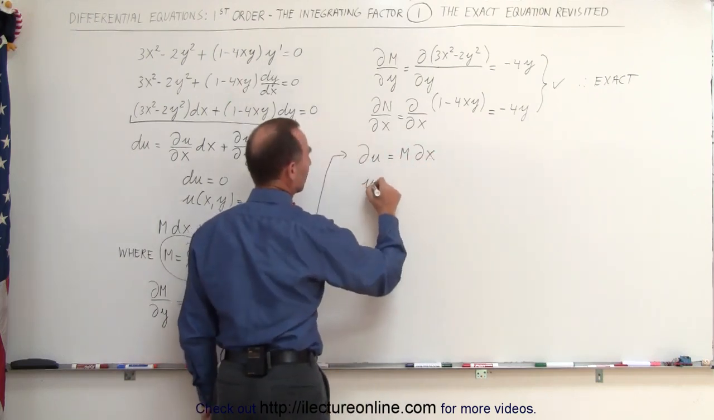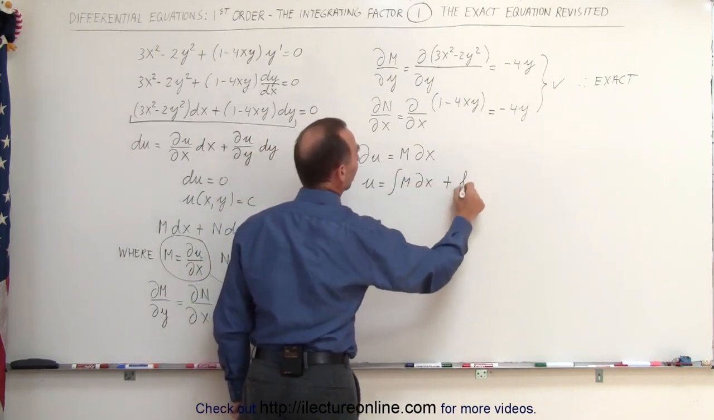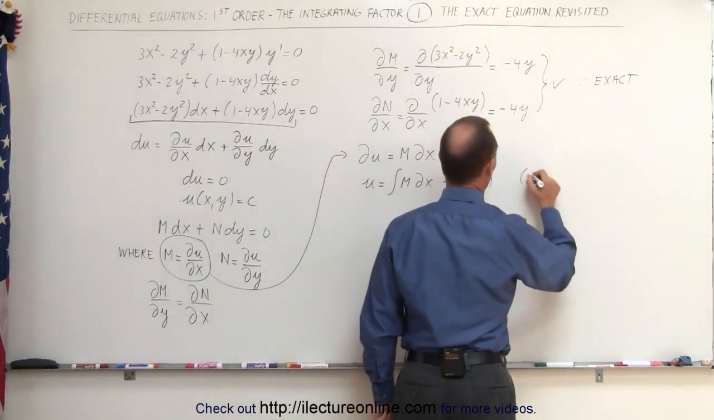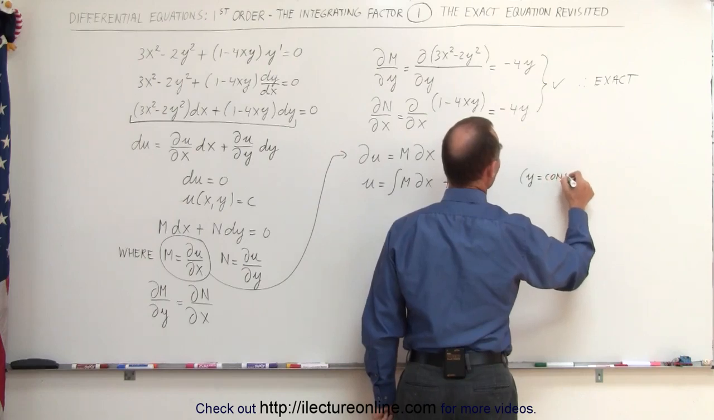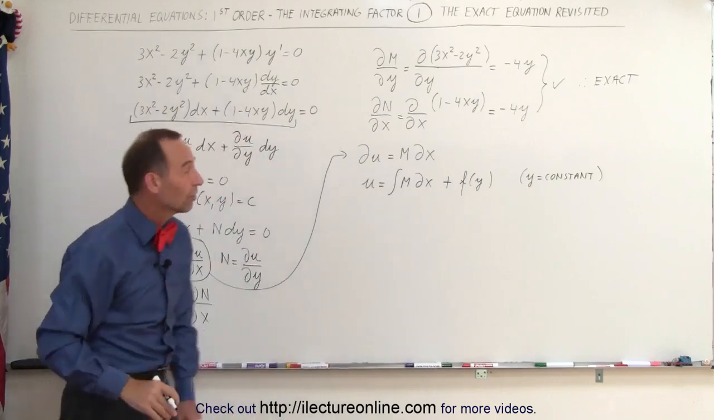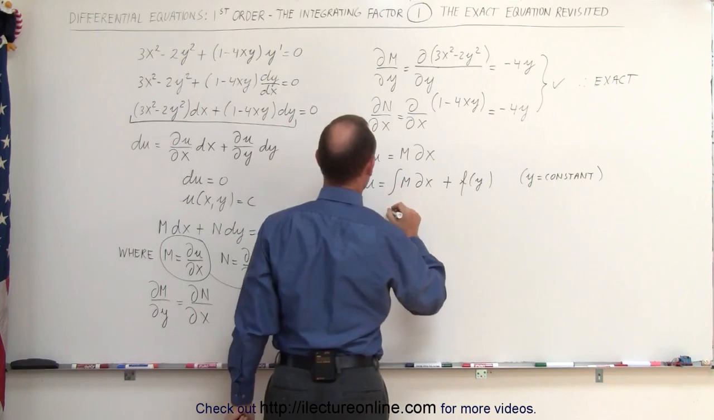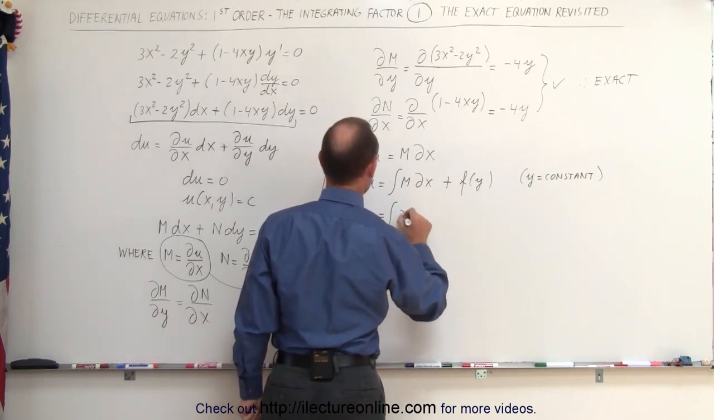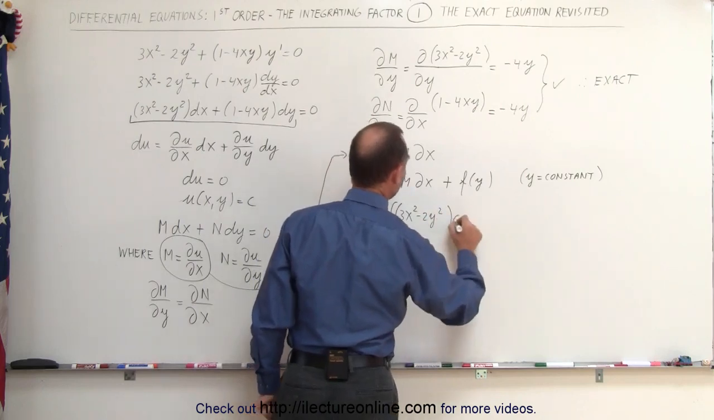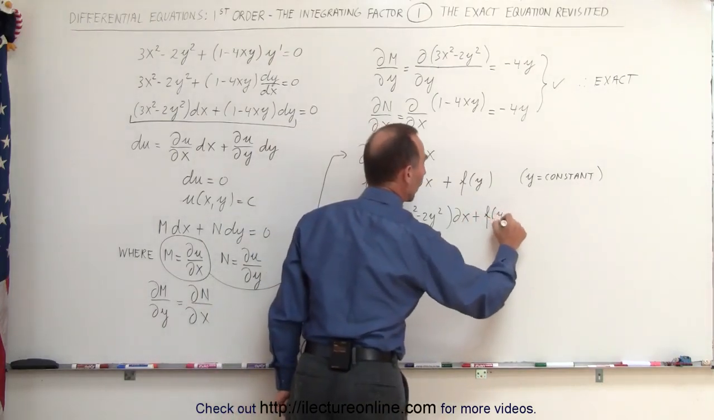And so therefore u would be equal to the integral of m times the partial of x plus some function of y. Because in this case we know that y is a constant, so we can end up with some function of y. So m in this case is equal to this quantity right here, so this would be the integral of 3x squared minus 2y squared with respect to x only, which means y is a constant. So we're going to have some function of y.